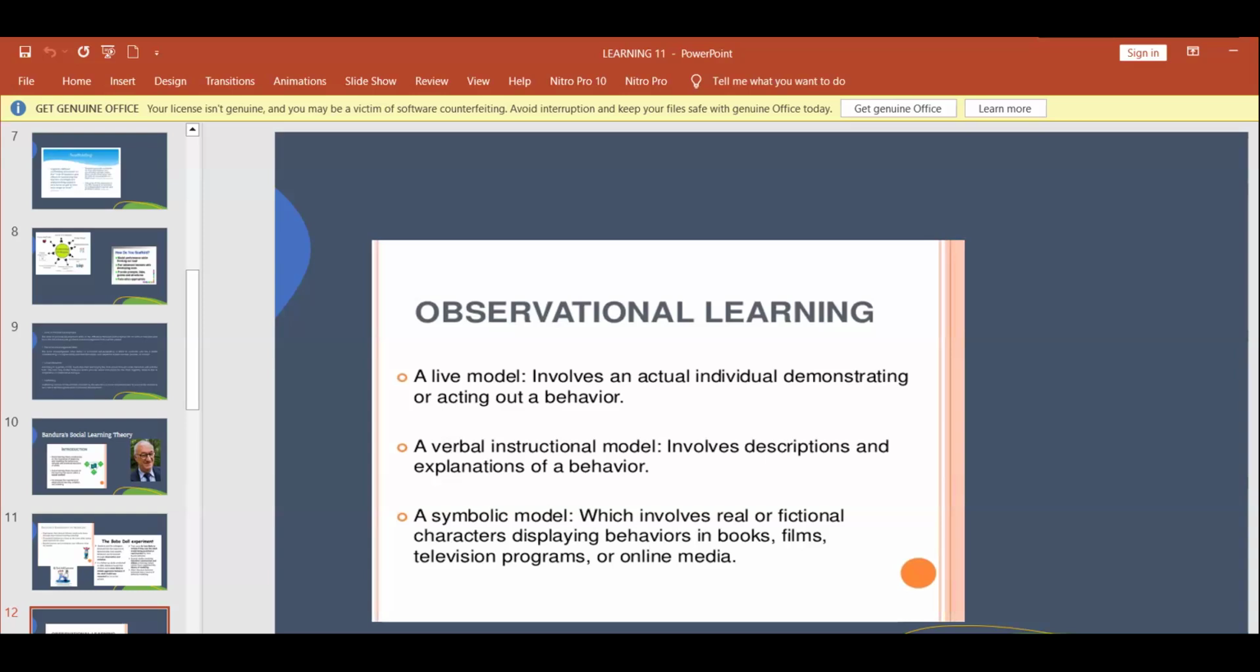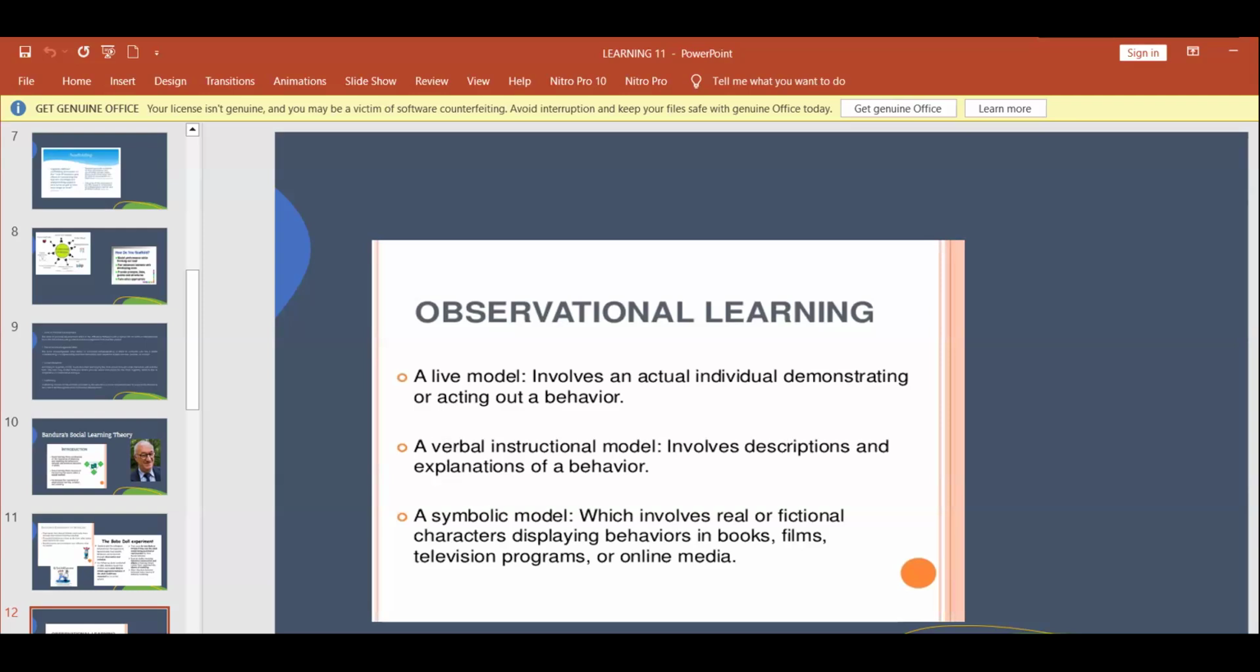If you take the live model, it involves actual individuals demonstrating or acting out a behavior. Now, for example, at home, your mother is very kind. She is a live model. By observing the mother's kindness, you also become very kind. Similarly, you observe a very aggressive father. He's a live model and you learn these qualities, right? Because learning is not only knowledge, but skills, attitudes, behaviors, etc.